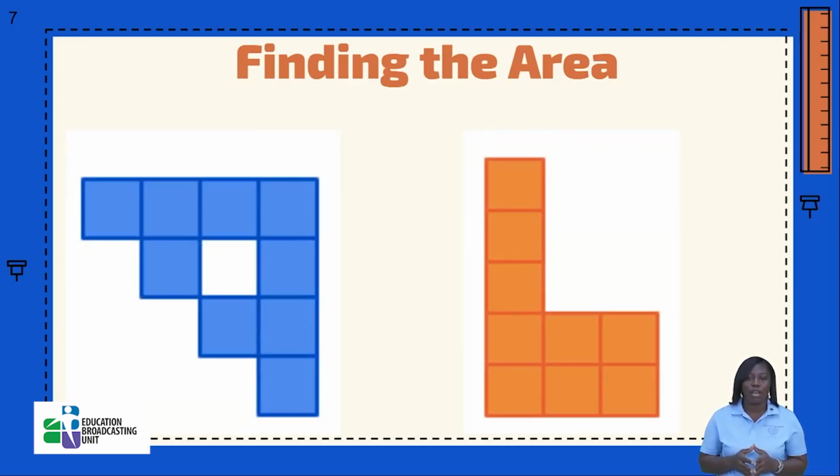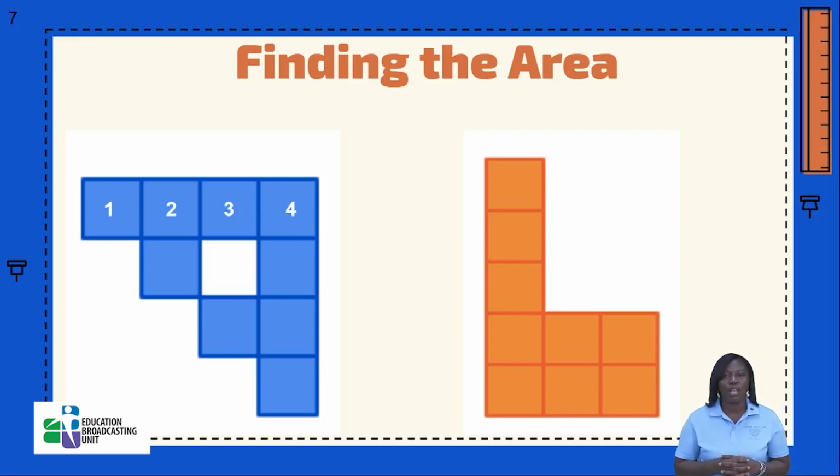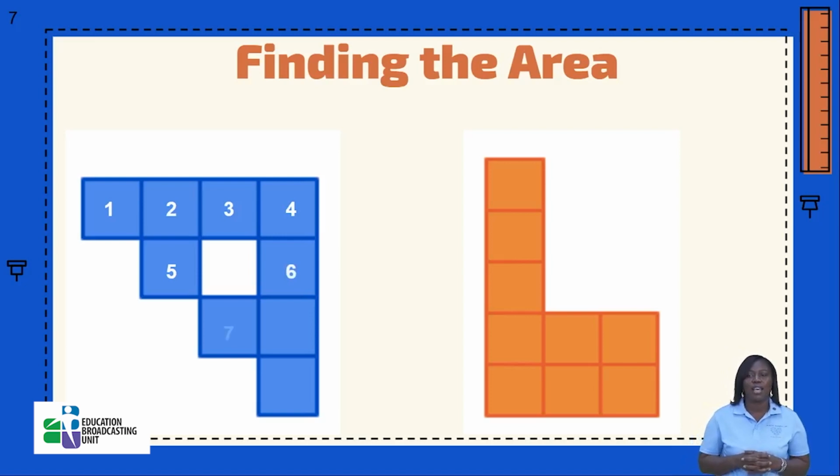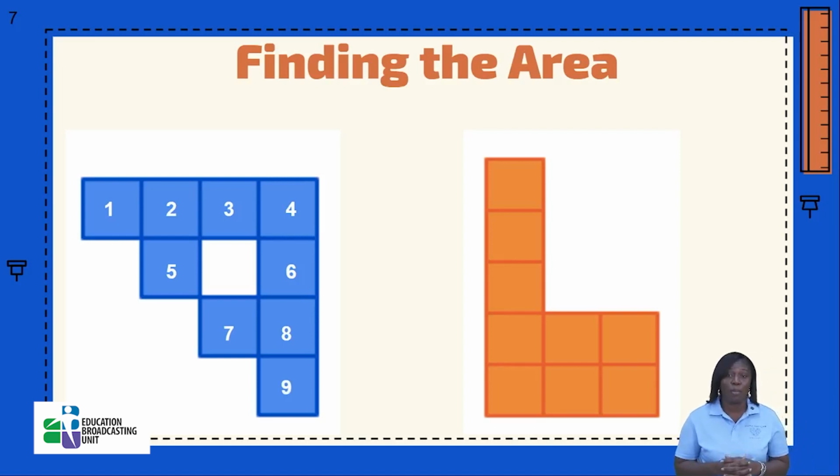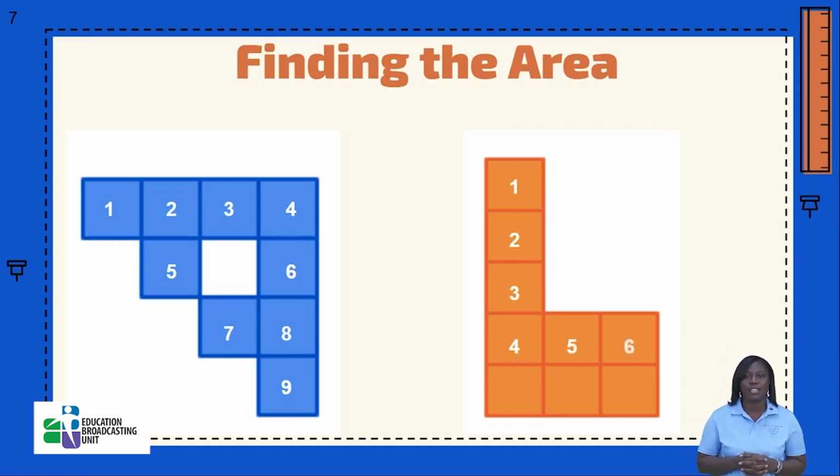We can find the area of the blue figure by counting the number of squares it takes up. Let's count them together. 1, 2, 3, 4, 5, 6, 7, 8, 9. Awesome job. Let's count the amount of space taken up by the orange shape. Let's count them together. 1, 2, 3, 4, 5, 6, 7, 8, 9.